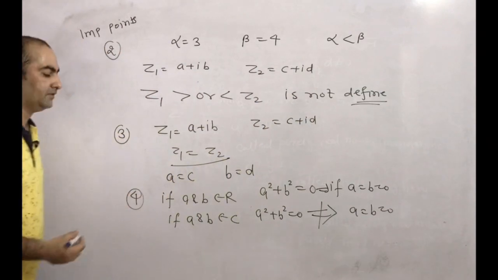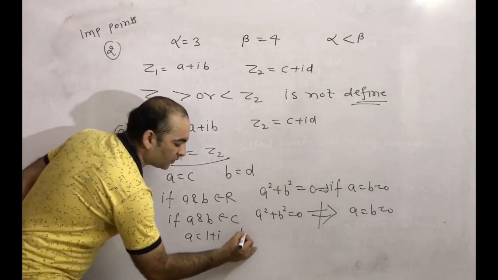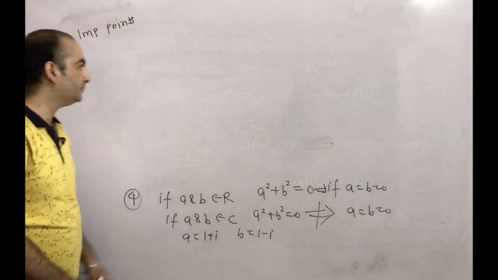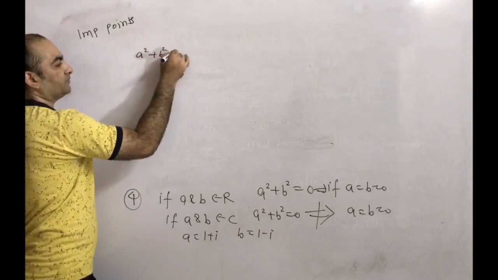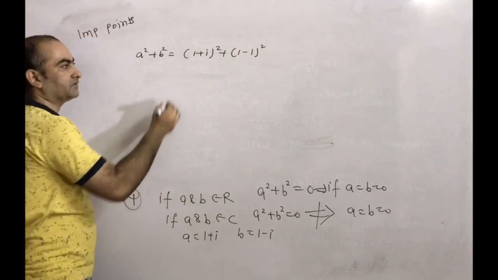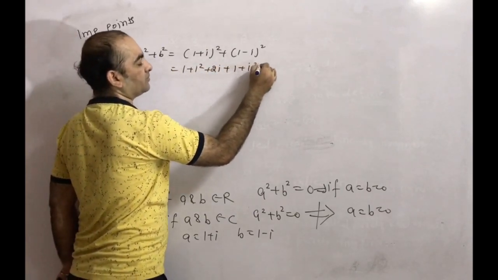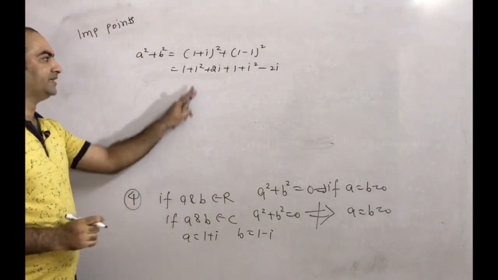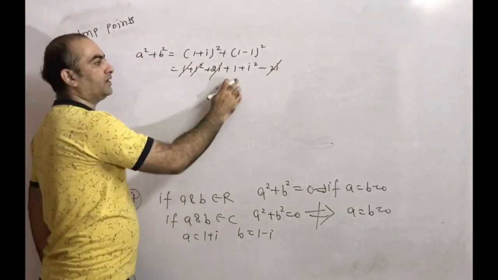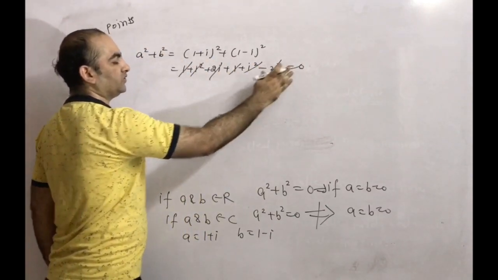For example, a is 1 plus i and b is 1 minus i. Now we put the a and b values here. So a square plus b square equals (1 plus i) whole square plus (1 minus i) whole square. So this will be 1 plus i square plus 2i plus 1 plus i square minus 2i. Now 1 plus i square is minus 1, so the 2i and minus 2i get cancelled, and 1 plus i square, that is minus 1, these two also get cancelled. We get 0.